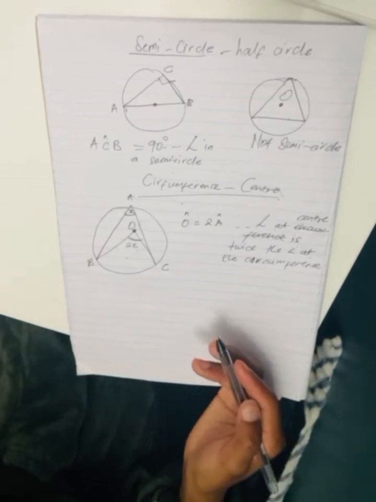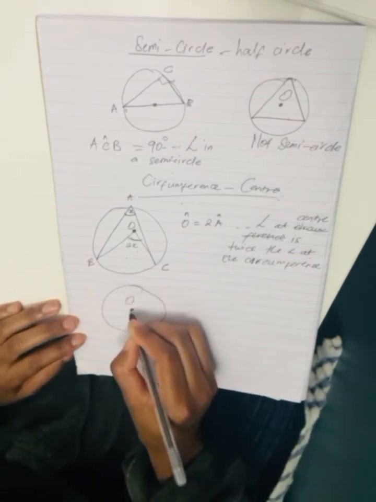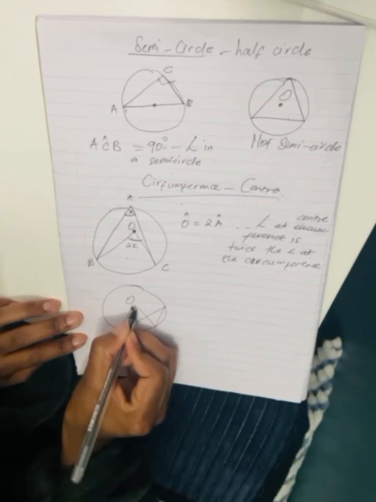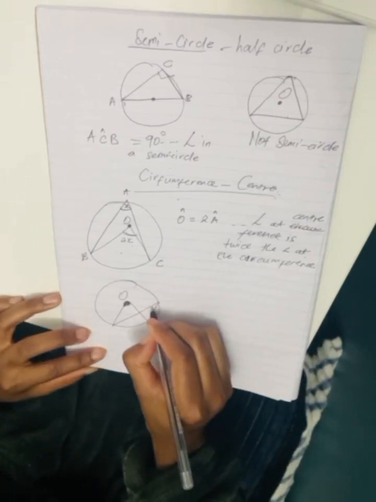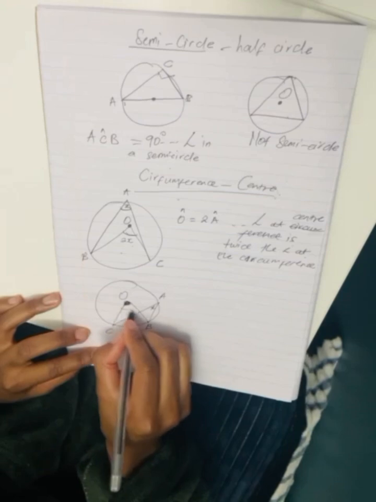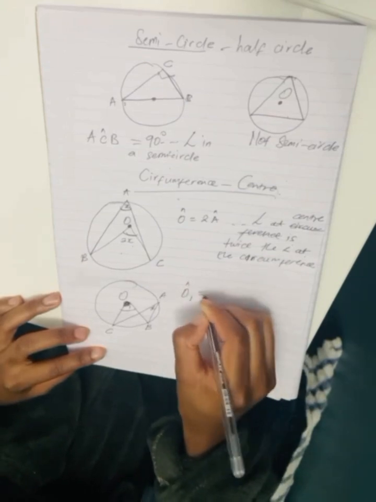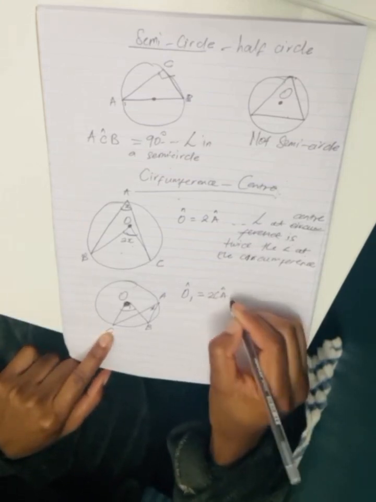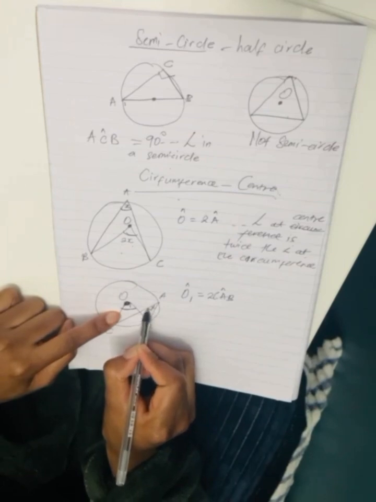So in another form, they can give you something like this. This is your center O, right? Okay, this is your point. Here you are given that this is an x. So A, B, and C. So now they want angle O1. So angle O1 must be equal to 2 times angle CAB. Why? Because the angle at the center is 2 times the angle at the circumference.